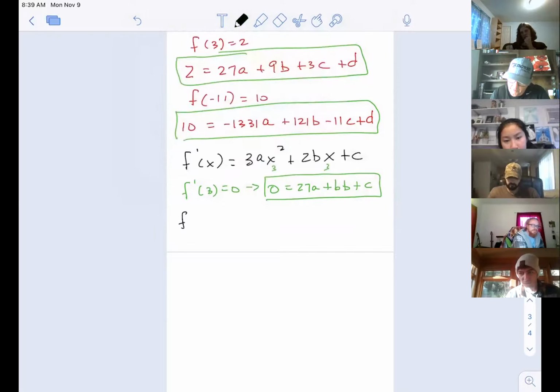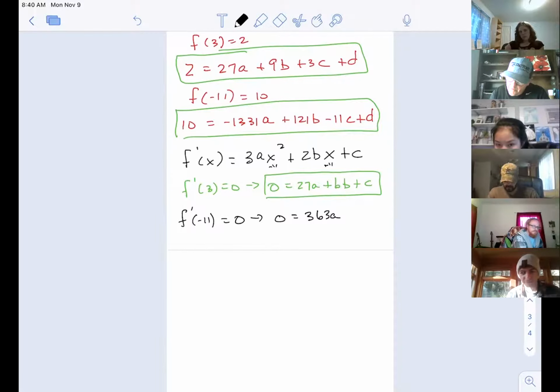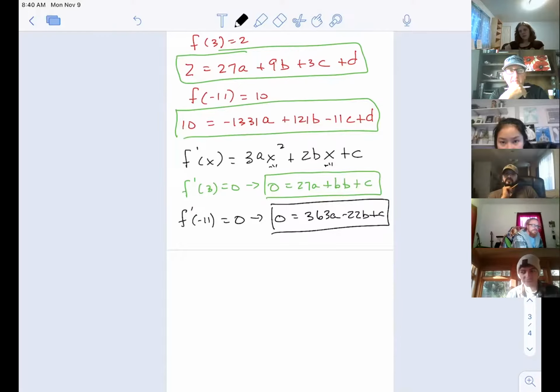And finally, don't I also know that at negative 11, the slope is also supposed to be 0? So 0 equals, again, I'm putting in negative 11 for x here. Negative 11 squared is 121 times 3 is 363, I think. So that's 363, and the a comes along for the ride. And then I have negative 11 times 2, which is negative 22, and then I have c. Hey, look, 4 equations, 4 unknowns. Well, that'd be terrible to solve by yourself by hand, but not terrible if I put that in the matrix.